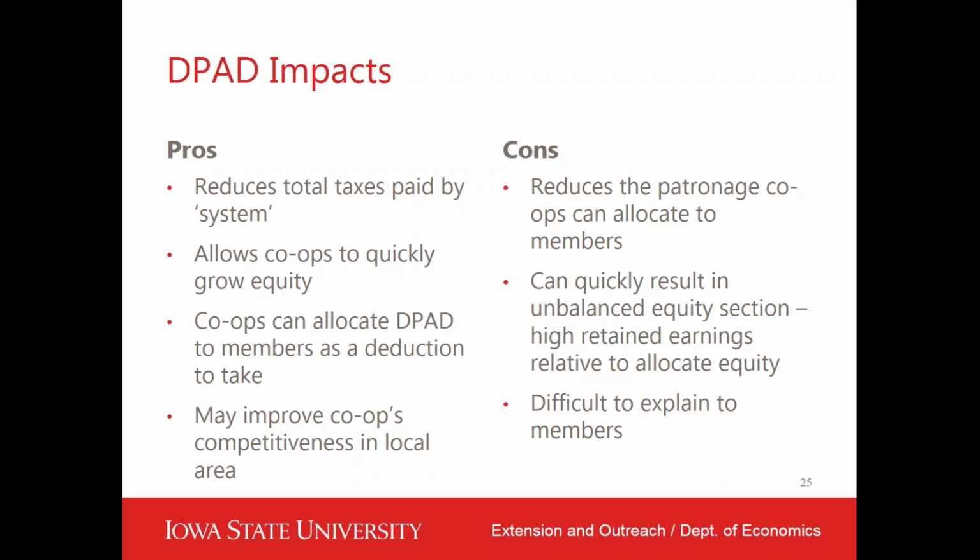The other challenging thing about DPAD is it can be difficult to explain to members. It's not an easy concept to explain and wrap your head around, and members also don't understand it. So when they see the cooperative not allocating patronage and retained earnings going up really quickly, that's puzzling to them. They don't understand the mechanism by which that happens and the need for that. If they're going to take advantage of DPAD, this is really the only way to do it.